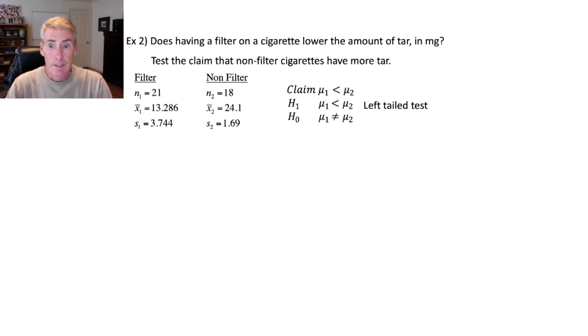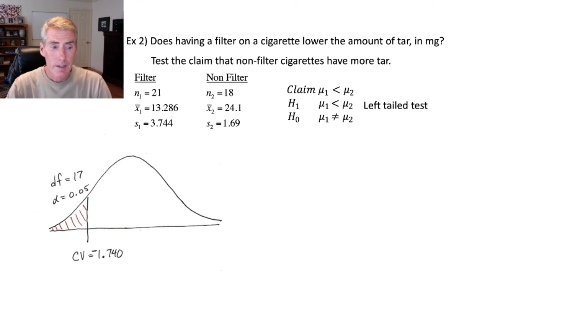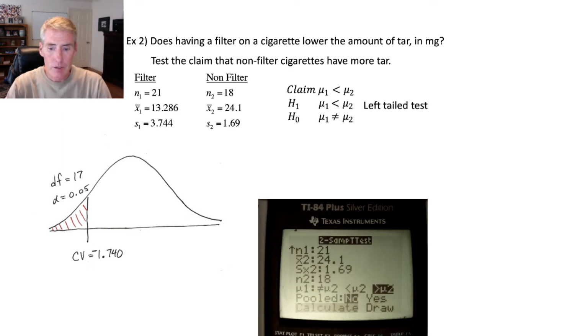So it's a left-tailed test, and again use table A3 and use degrees of freedom of 17. So this would have degrees of freedom of 20. This would have degrees of freedom of 17, so use the smaller one. And then the critical value is negative 1.74. So I'm going to use the calculator. So using the 2-sample t-test, I type in all the information, and when it says pooled, just put no.